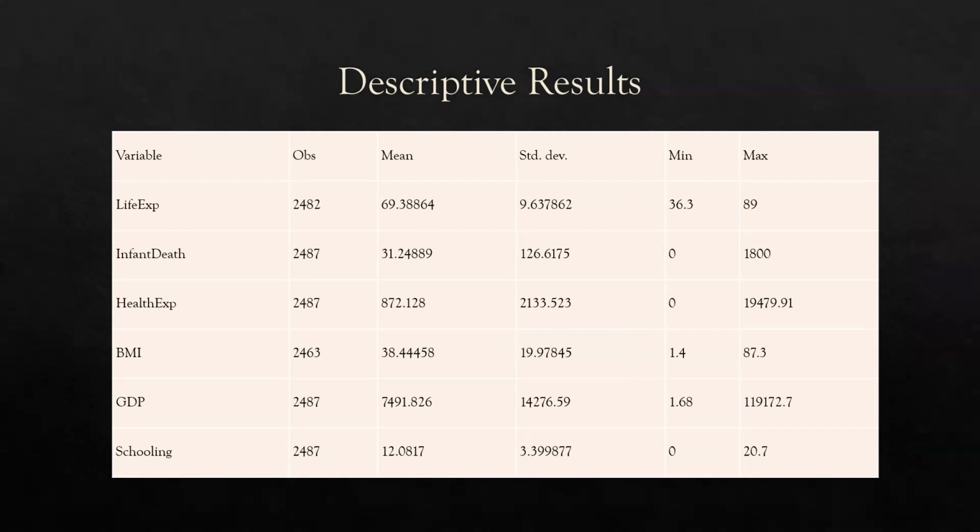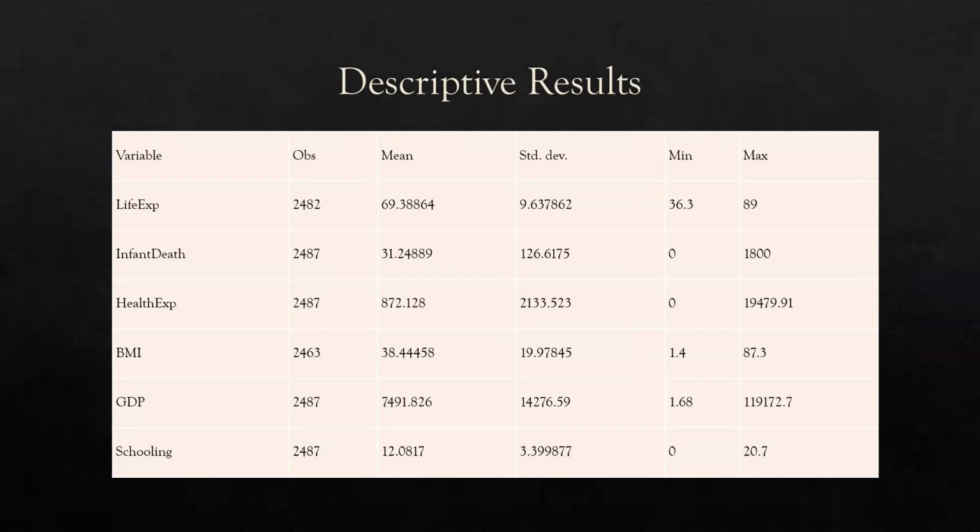BMI is the next variable. Its mean was 38.44, so that means the average BMI in the model was 38.44. The standard deviation was 19.97. The minimum was 1.4, and the maximum was 87.3. GDP was the next variable. The mean was 7,491. The standard deviation was 14,276. The minimum GDP per capita in the model was 1.68, and the maximum was 119,172.7.